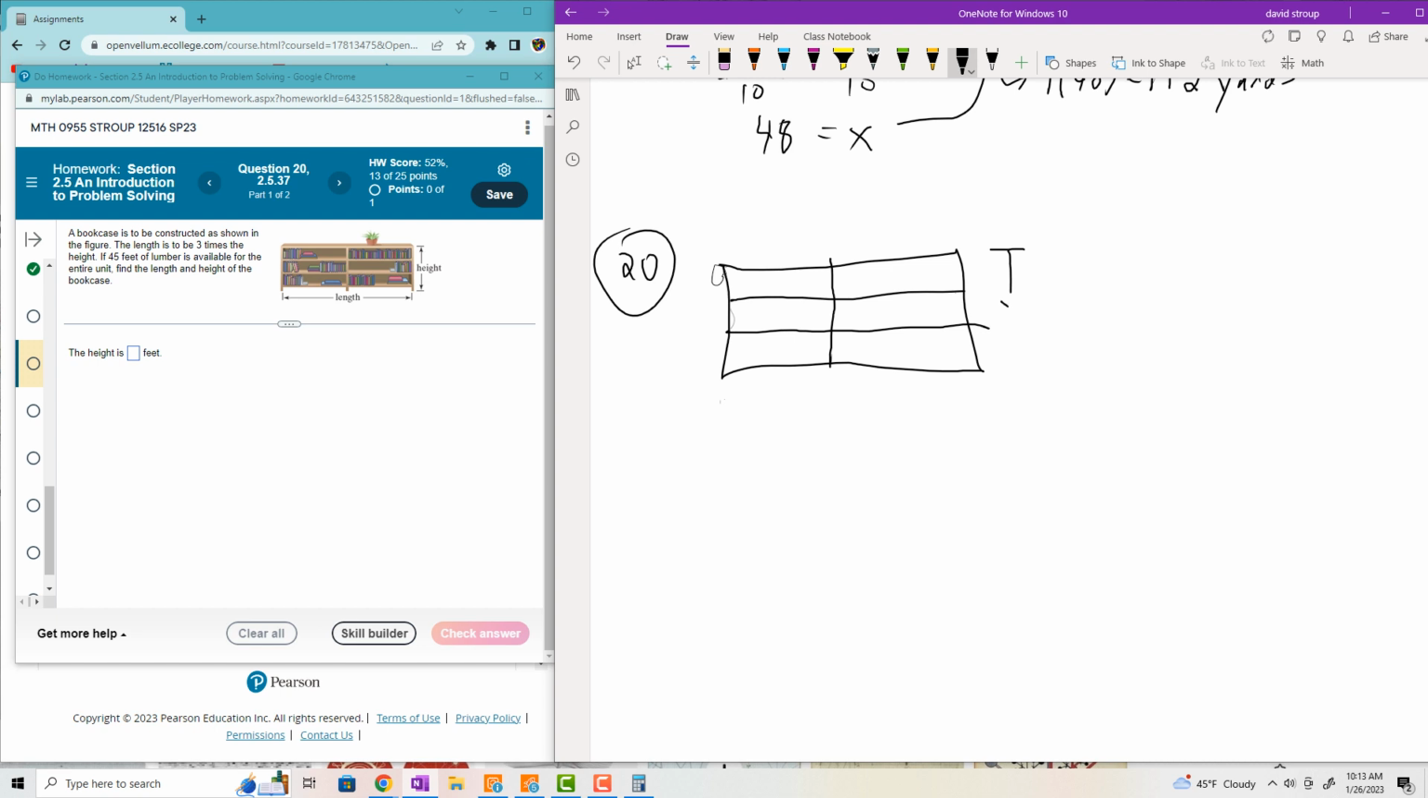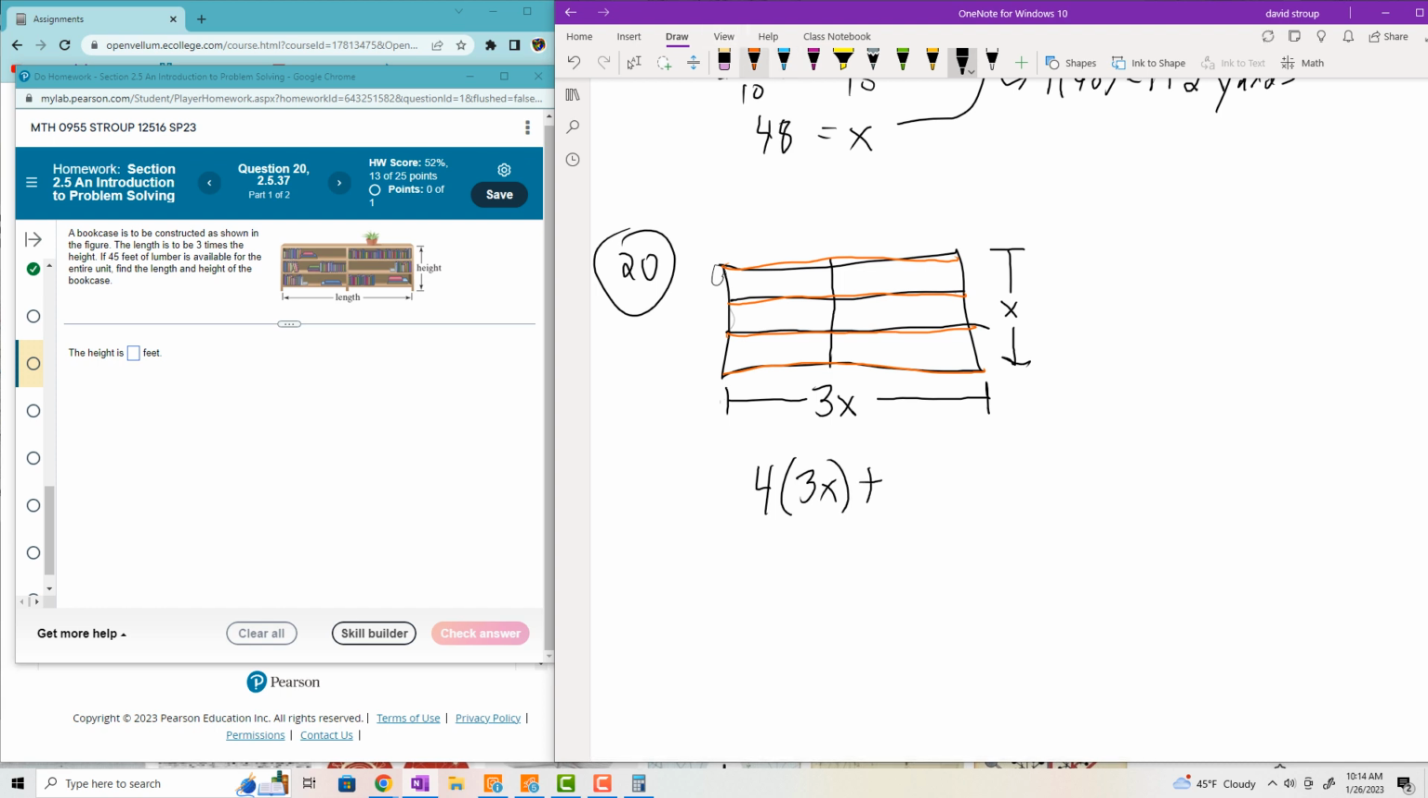Okay, so we'll define the height just to be x, and then we can say the length is 3 times that value, in other words, 3x. The lumber available for the entire unit is 45 feet, and then they want you to define the height and the width. So how many 3x pieces of lumber are there? Well, there's 1 of those, 2, and then 3, and then 4. 4 of the 3x's. So you write 4 times the 3x's.